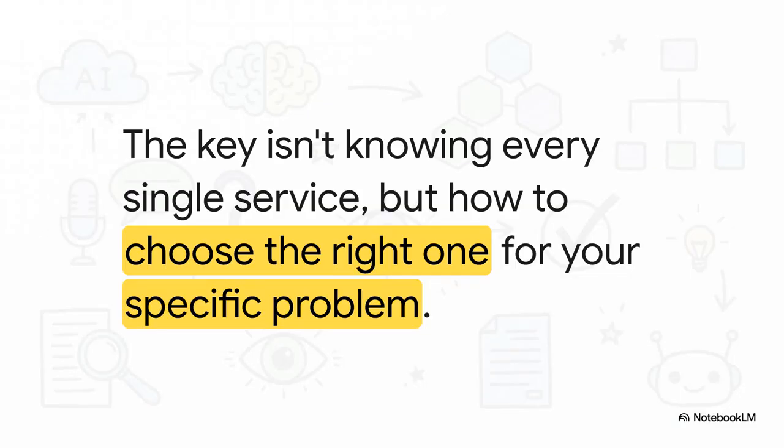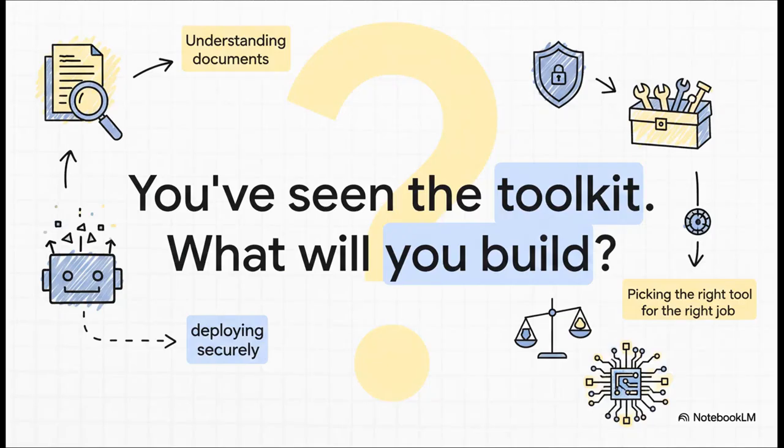So after all of that, what's the big takeaway? It's this. Mastering Azure AI isn't about memorizing every single API and feature out there. It's about building the intuition to look at a problem and immediately know which 1 or 2 tools are the perfect fit for that job. We've mapped out the whole toolkit, from understanding documents to creating with AI and deploying it all securely. We've seen that the real key is just picking the right tool for the right job. So the only question left is, what awesome thing are you going to build with it?